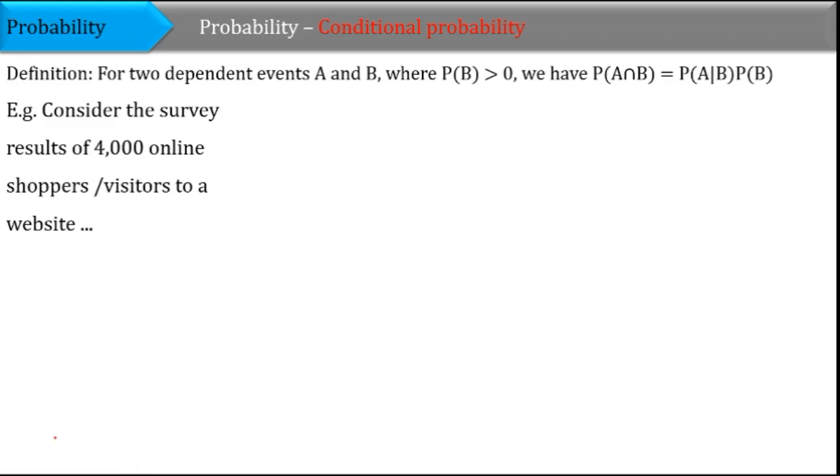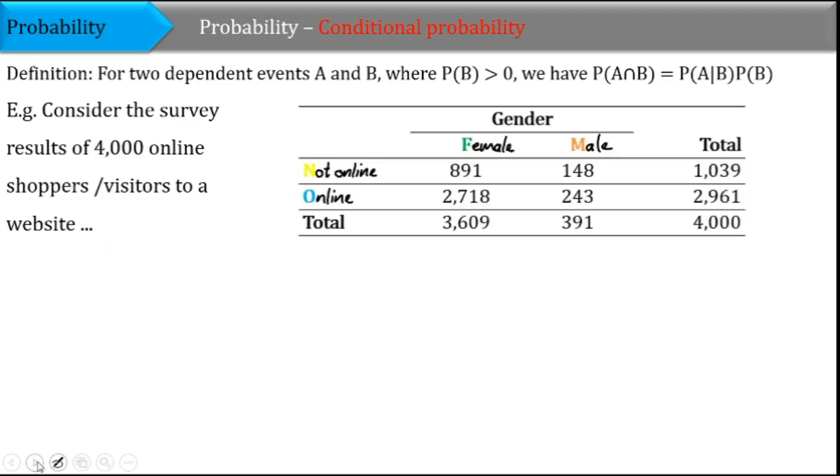Let's have a look at another example. Let's have a look at survey results of 4,000 online shoppers or visitors to a specific shopping website. This was the data that was collected, and out of the 4,000 people, we had 1,039 that don't shop online, 2,961 that do shop online. Out of the 4,000, 3,609 were female and 391 were male.